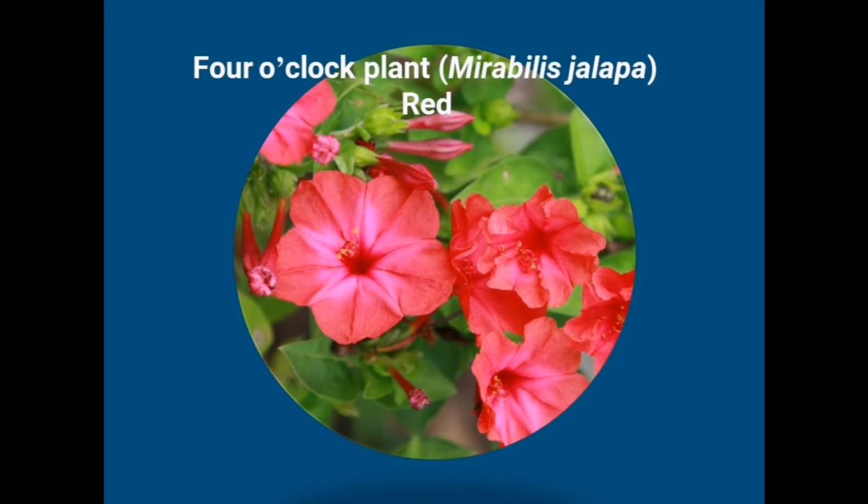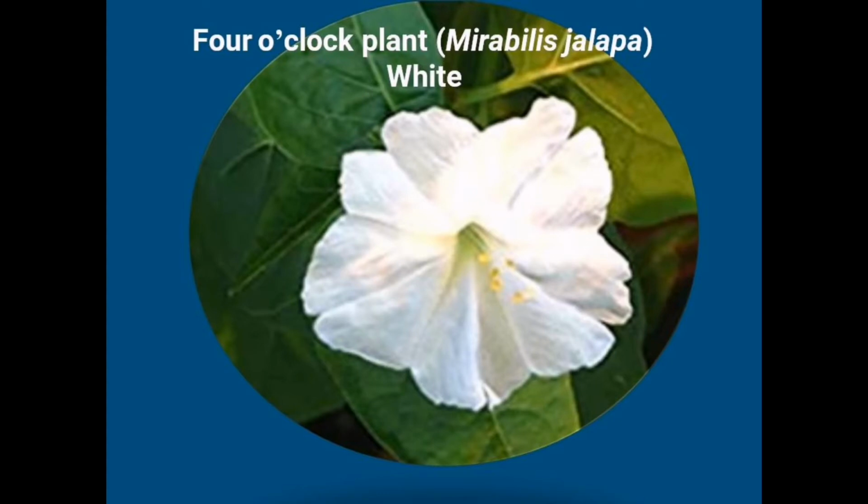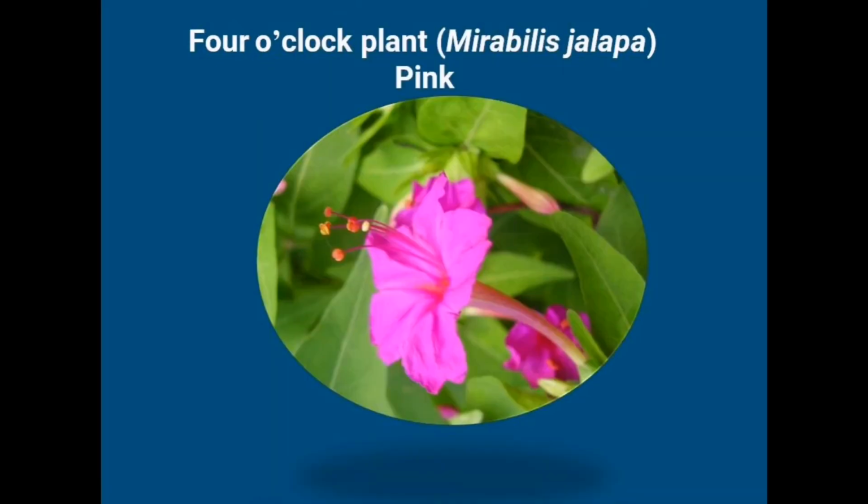This is a red flowered 4 o'clock plant Mirabilis jalapa, and this is a white flowered 4 o'clock plant. When we cross red with white, in the F1 we will get this type, pink Mirabilis jalapa. This is a pink flowered Mirabilis jalapa or 4 o'clock plant.